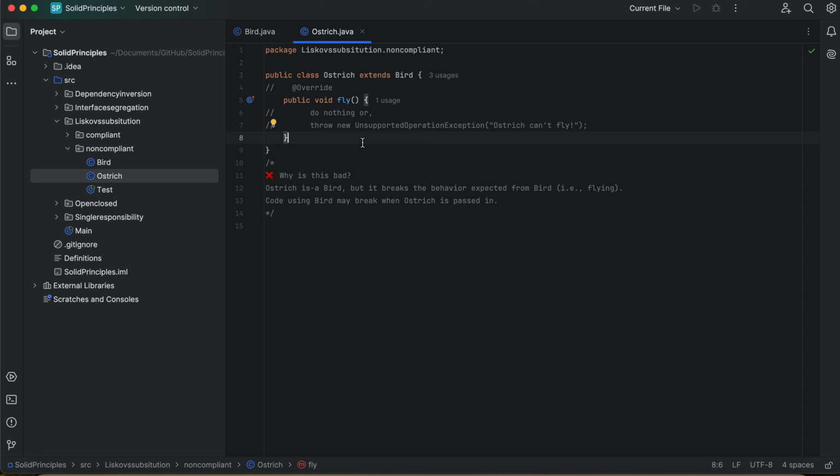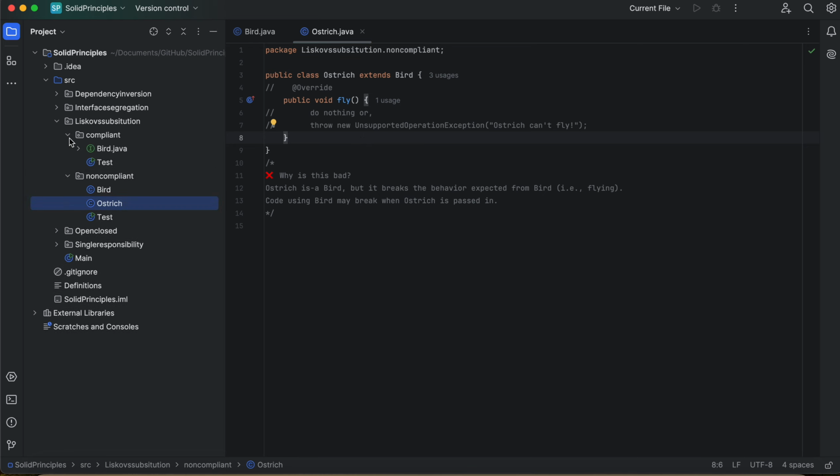I mean, it's not true for all kinds of birds, so we have to classify it. We have to classify it as a flying bird and a non-flying bird, or a generic bird and a flying bird, something like that. So if this is the approach, we are failing. We are violating the Liskov substitution, because an Ostrich cannot be substituted for a Bird, because it does not have the fly method, or it does not have the fly capability. Let us see how this can be fixed by following the Liskov substitution principle.